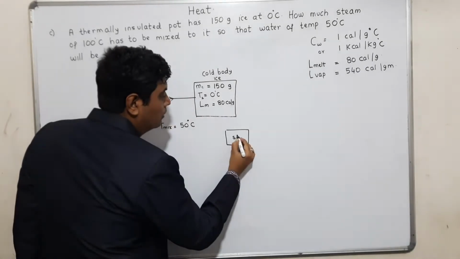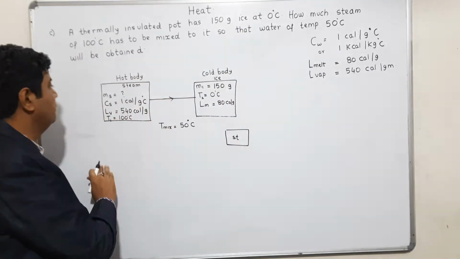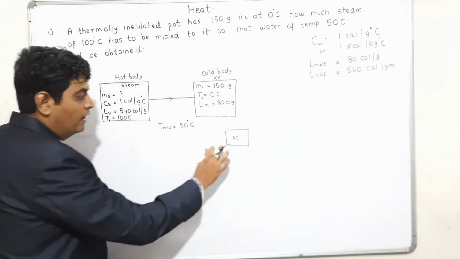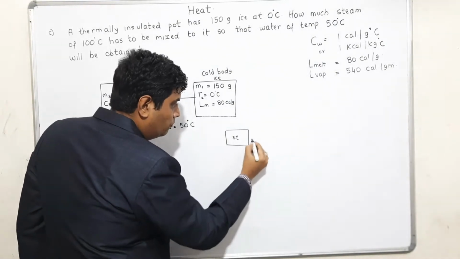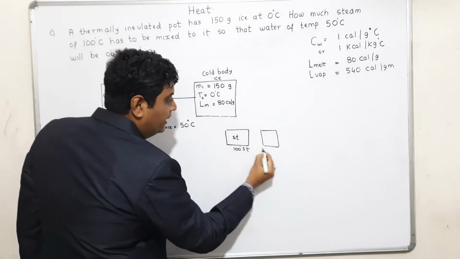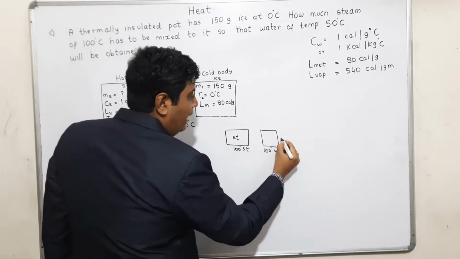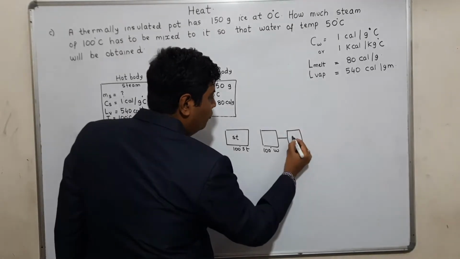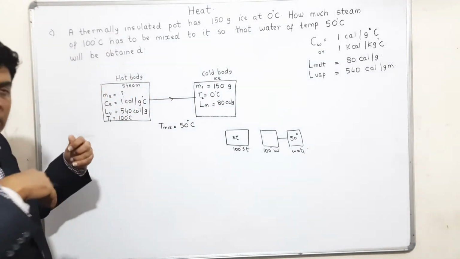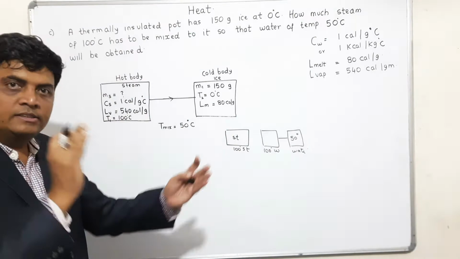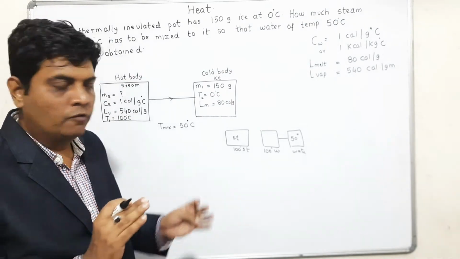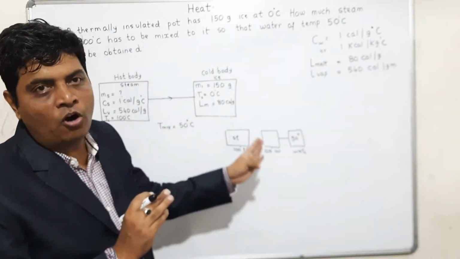Here is your steam. Now what will be the conversion for steam? If it were water, no issues, but it is steam. So first 100 degree steam will get converted into 100 degree water, and 100 degree water will then get converted into 50 degree water. So what will be the conversion at the steam end? First steam will get converted into water and then there will be fall of temperature of water. So first there will be change of state and then there will be fall in temperature.